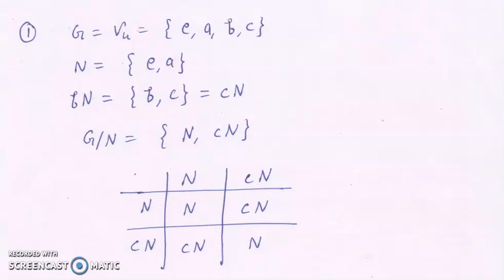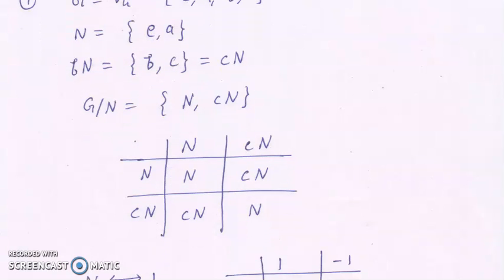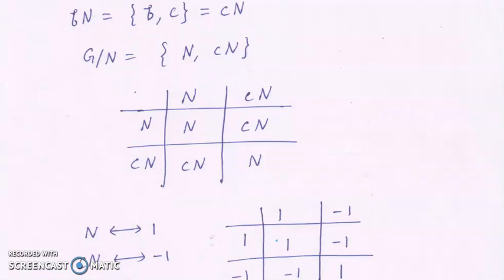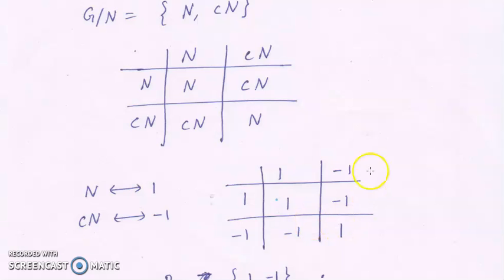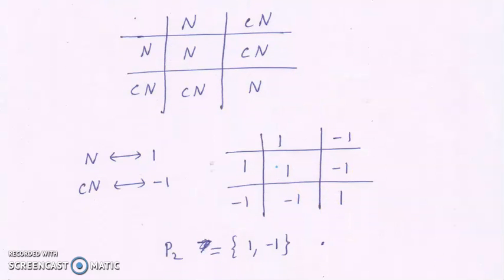One interesting thing we can do with this multiplication table is to replace N by 1 and cN by -1. Then you will get this table, and this table is nothing but the multiplication table for the group of second roots of unity with respect to multiplication. You can see -1 times -1 is 1, -1 times 1 is -1, and so on. So it is the multiplication table.